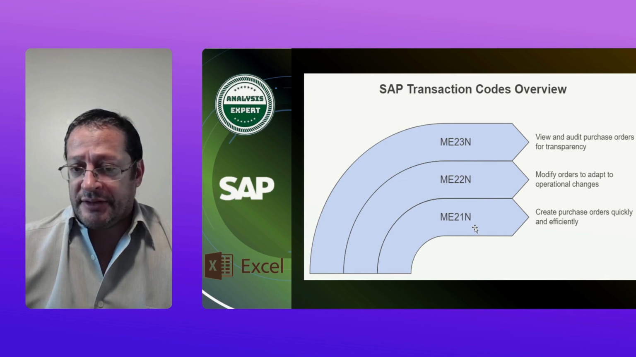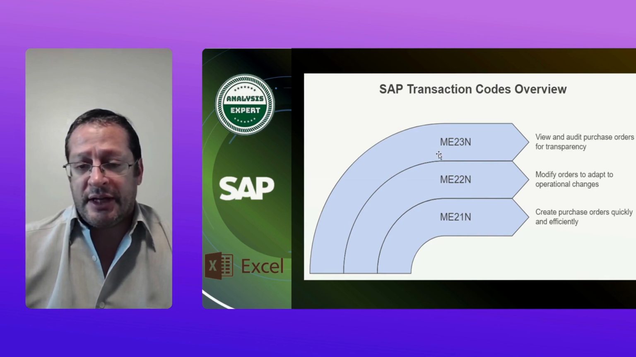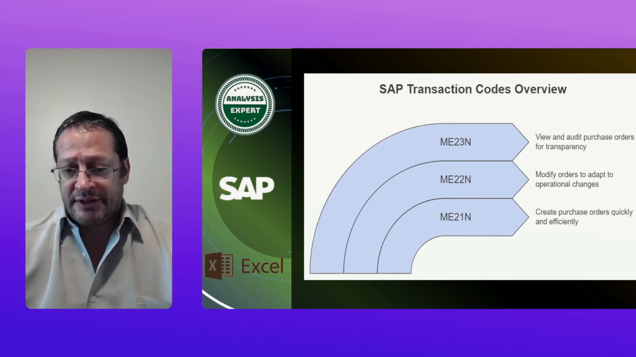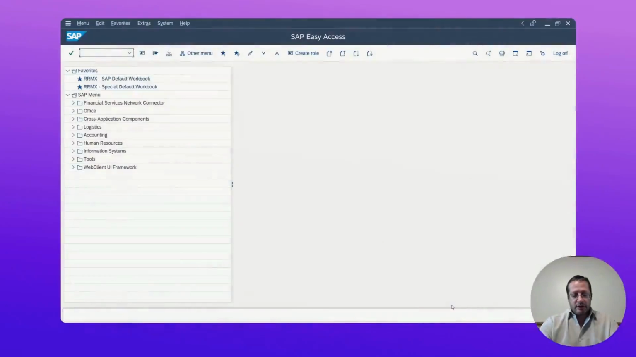M21, I repeat, is for creating purchase orders. 22 is for modifying and 23 is for viewing. All right, let's go straight to the SAP system. We're going to create a purchase order with M21N.